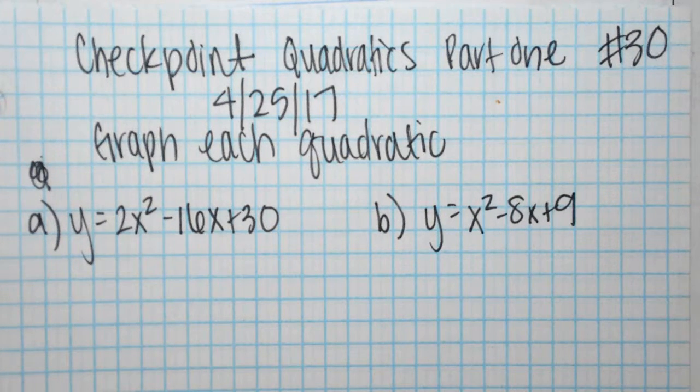X squared minus 8x plus 9. There's something more to think about. I got 30. I'm gonna get 2.